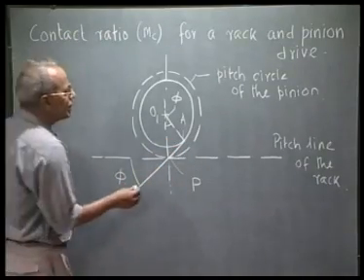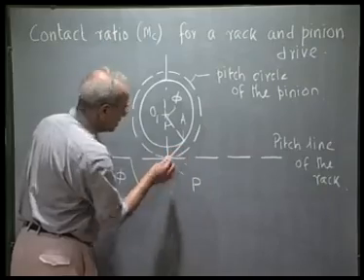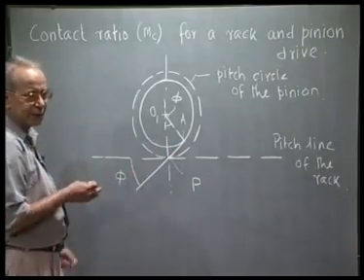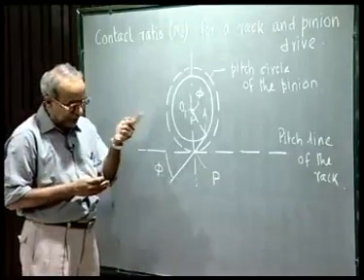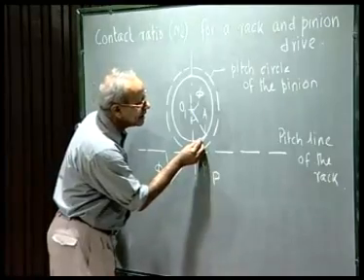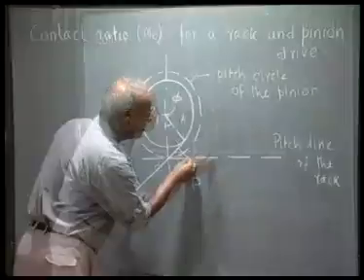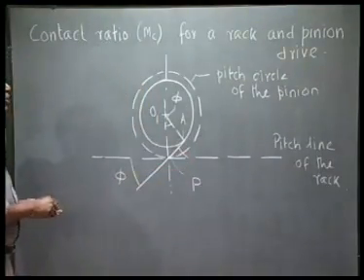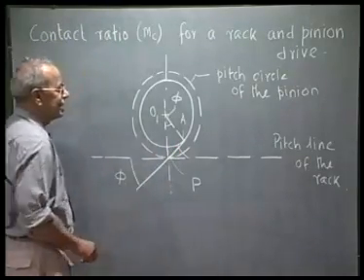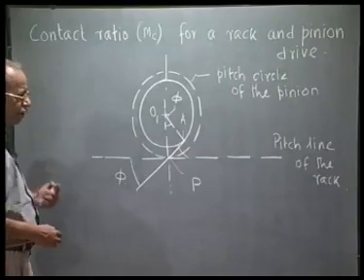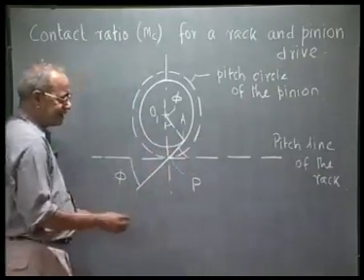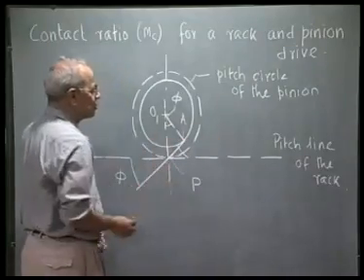Let me talk of a particular tooth on this pinion which is just beginning the engagement. That means the contact with that particular tooth is just starting at this configuration. Let this be the tooth which is coming in contact with the tooth of the pinion at this instant. Now, where does the contact start? Contact obviously starts at the addendum line of the rack, that is the highest point of the rack tooth.